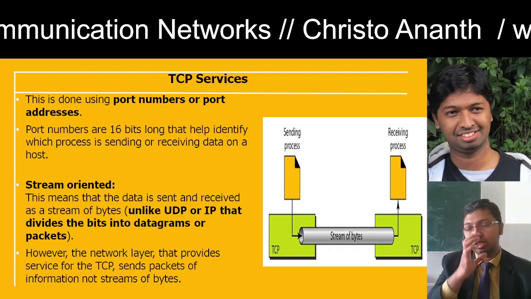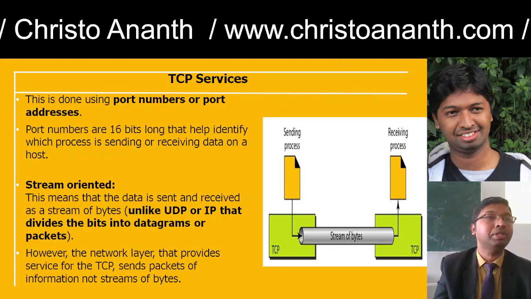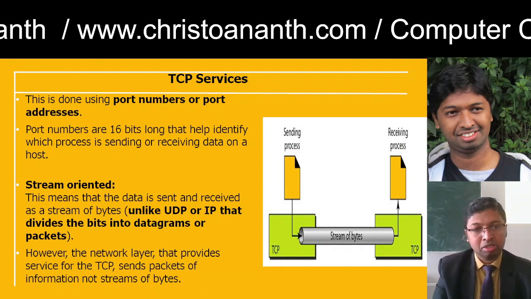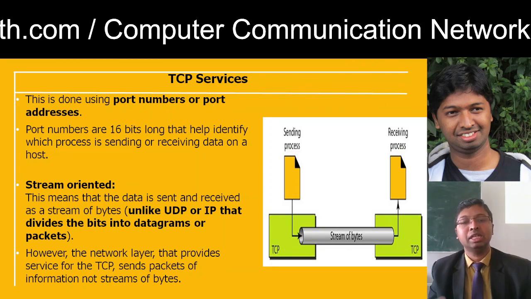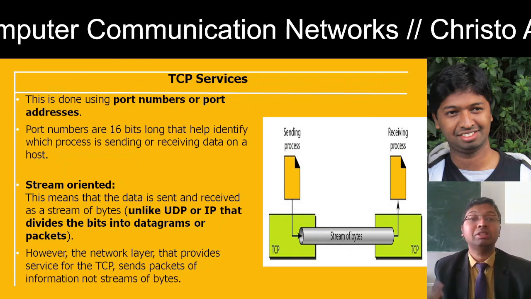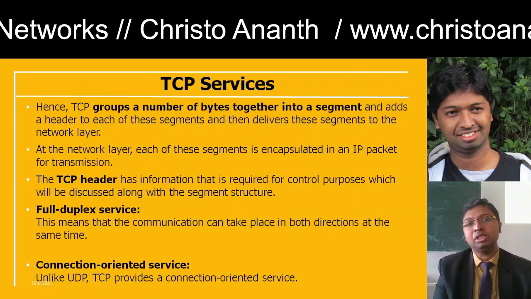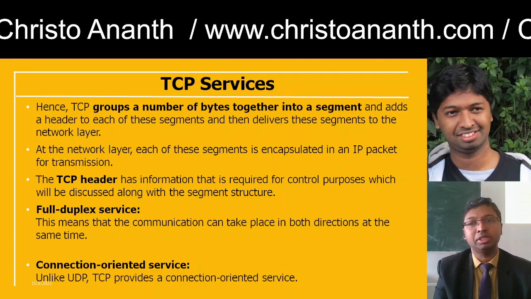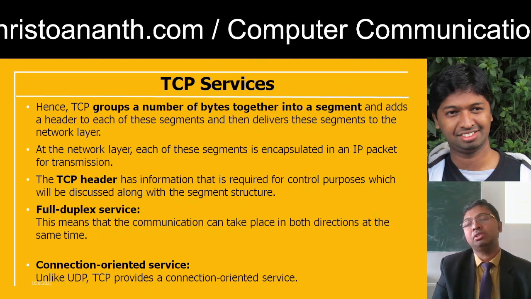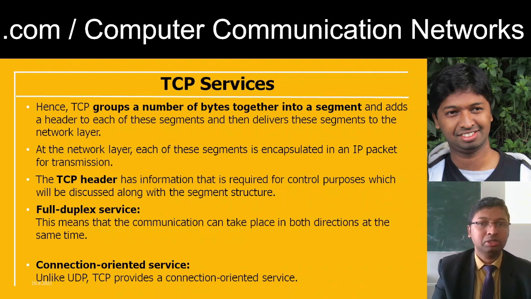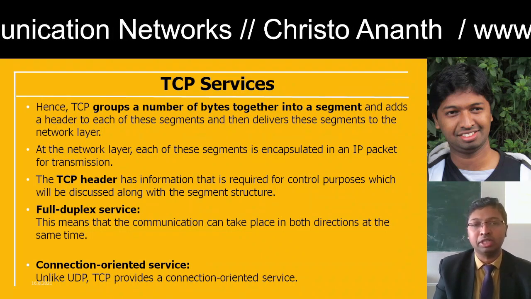Unlike the User Datagram Protocol or Internet Protocol, which divide the data into datagrams or packets, here the network layer, which provides services for TCP, sends packets of information but not streams of bytes. TCP groups a number of bytes together into a segment, and adds a header to each of the segments. After that, it delivers the segments to the network layer, where each segment is encapsulated in an IP packet for transmission.